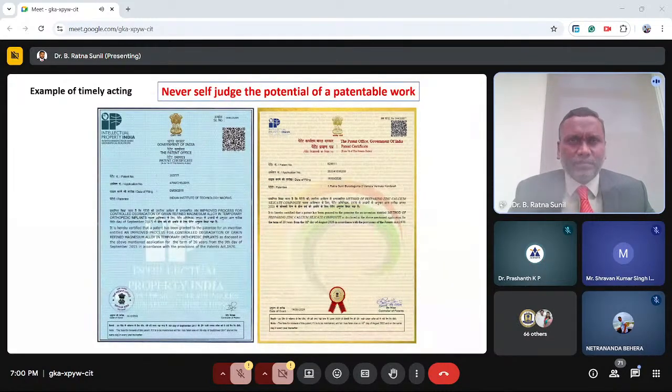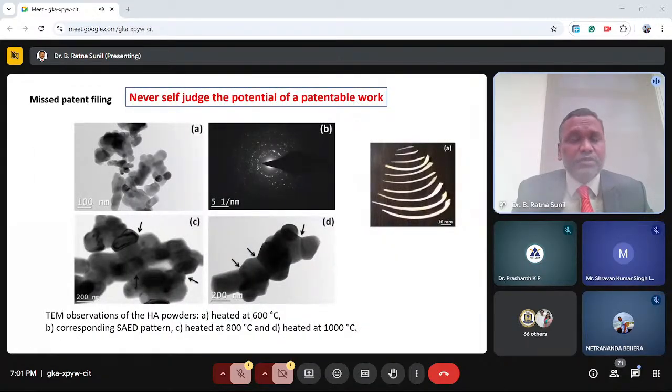Another example you can see here is a simple BTech project work, on zinc-based medical implants. It was just a part of BTech project work. With the same encouragement, before publishing this small part of innovative work, we filed a patent, and the patent was granted. Sometimes we judge ourselves about the research work and the data we have in hand, and we miss a lot of opportunities.